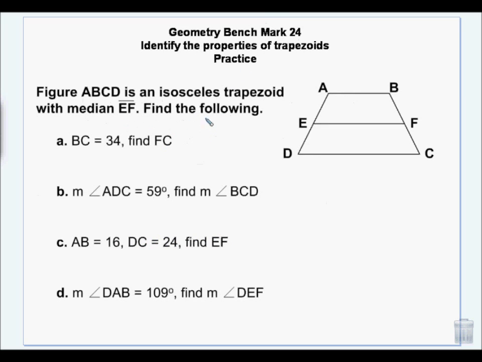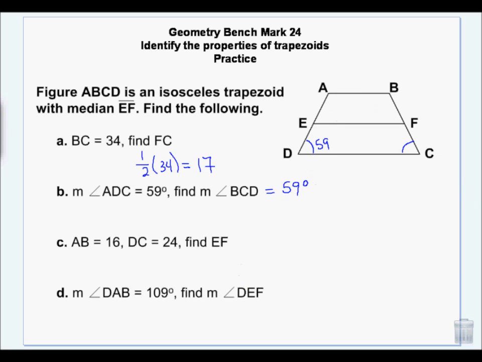All right, here we go. If BC, so this whole length here is 34, FC, well, this is an isosceles trapezoid. So if ADC is 59, then BCD is 59 because it's isosceles.